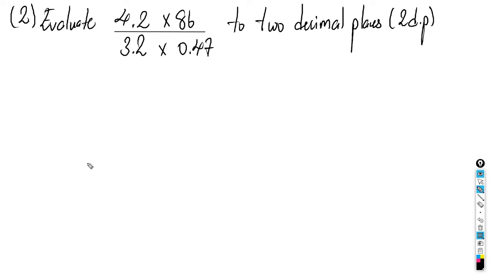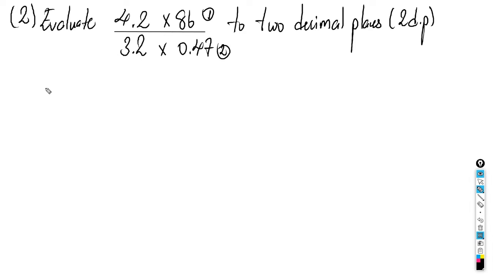Awesome, guys. So let's look at this second question now. This question says, evaluate 4.2 multiplied by 86 divided by 3.2 multiplied by 0.47, to two decimal places. I know it's the first time you're seeing this two decimal place thing, but we're going to explain that in a moment. I'm just giving you a little taste, a little introduction. So the first thing we're going to have to do is break this up. We'll have to do the top and the bottom first, then we're going to divide.